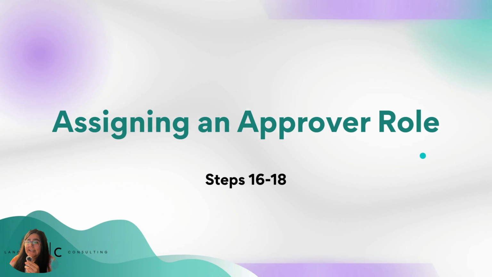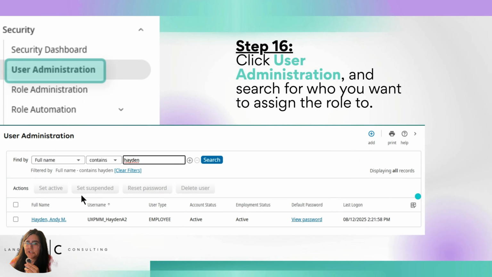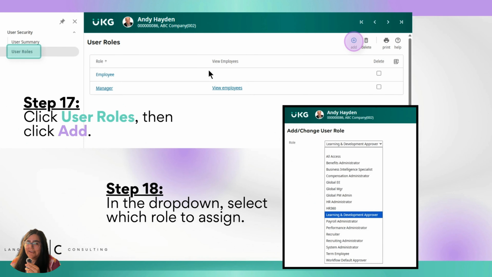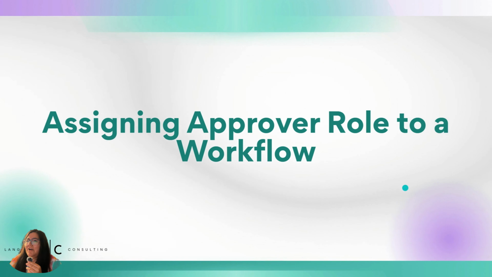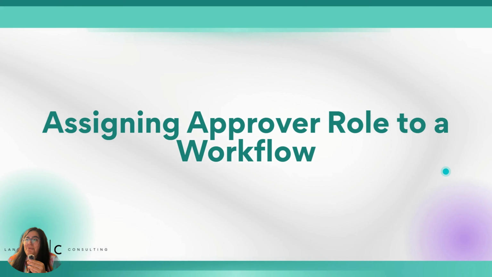Now, assigning and using that approver role, you will go to user administration, go back into Andy's profile, and hey, you've already done this once before. We're going to click add and repeat after me. Select from the drop down and select learning and development approver, which is that new role you just created. And voila, they are now an approver, but hey, we haven't assigned it to a workflow.